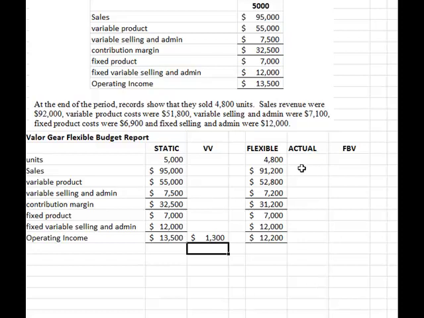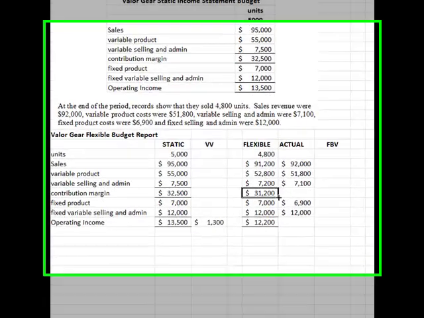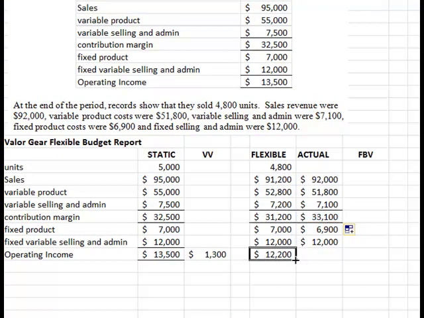Now we can compare the actual results with what we would have expected at the 4,800 unit level and then see how things looked. So they had actual of 92,000. Drop to zero there. The variable product costs were 51.8. Variable selling 7,100. Fixed product 6,900 and fixed selling 12,000. All right, so pull this math over.